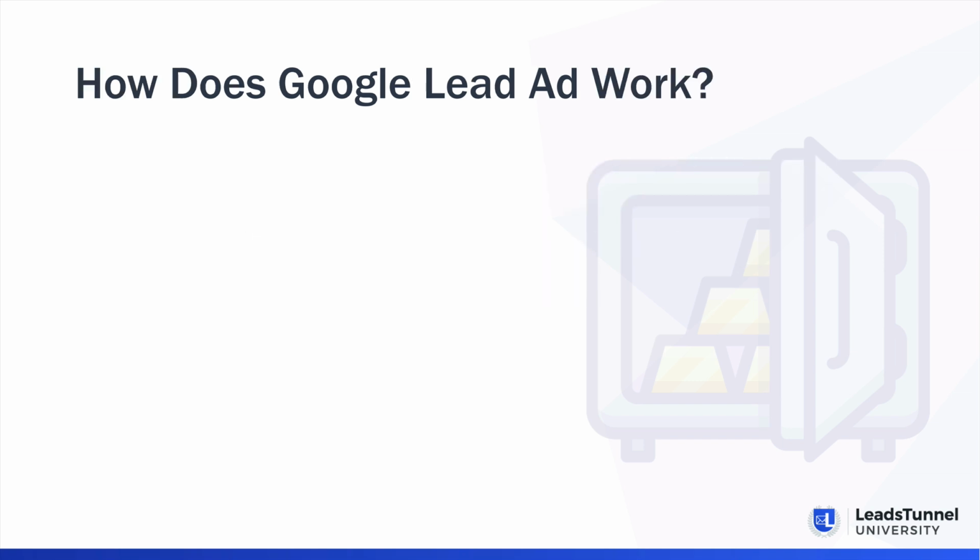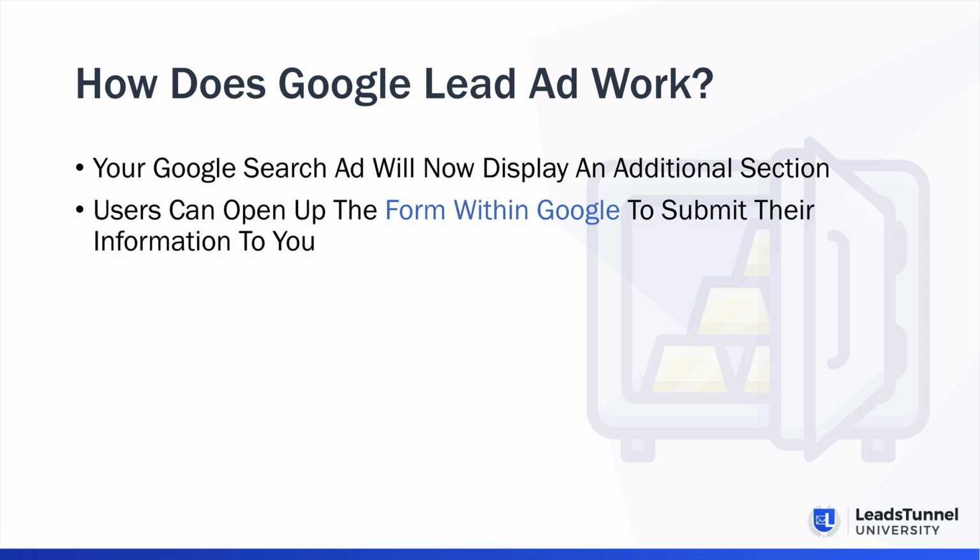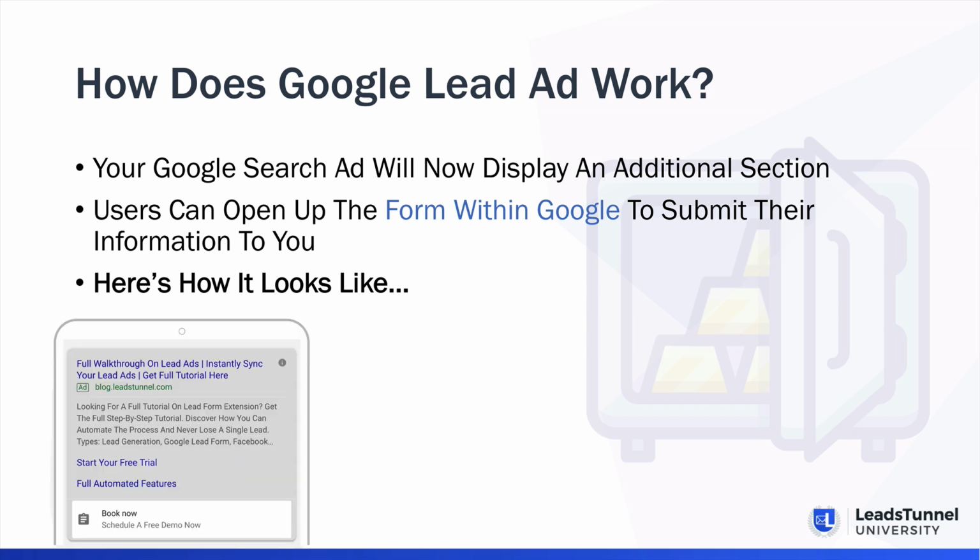Now, how does Google Lead Ad really work? Well, your Google search ad will now display an additional section right under your ad. And users can simply open up the form within Google to submit their information to you. So here's how it looks. First of all, when someone searches on the specific search query that you are bidding on within Google Ads, your ad will show up like this.